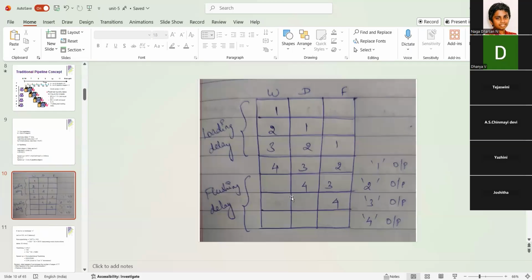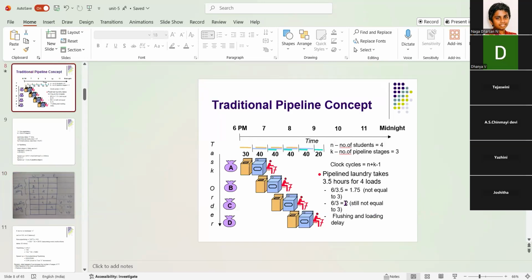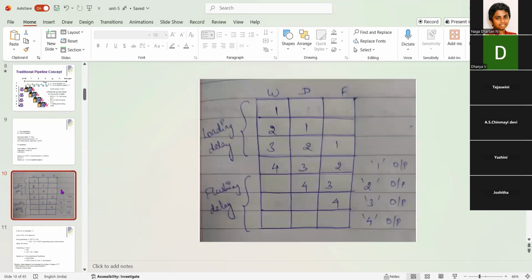Okay, so what was I saying before? Earlier we reached till after optimizing and making all of the stages equal. So we made all of them 30 minutes and we reached a speedup of 2. So why is it still not equal to 3? We need to know that there is some amount of delay that is there. That is called the loading and the flushing delay.